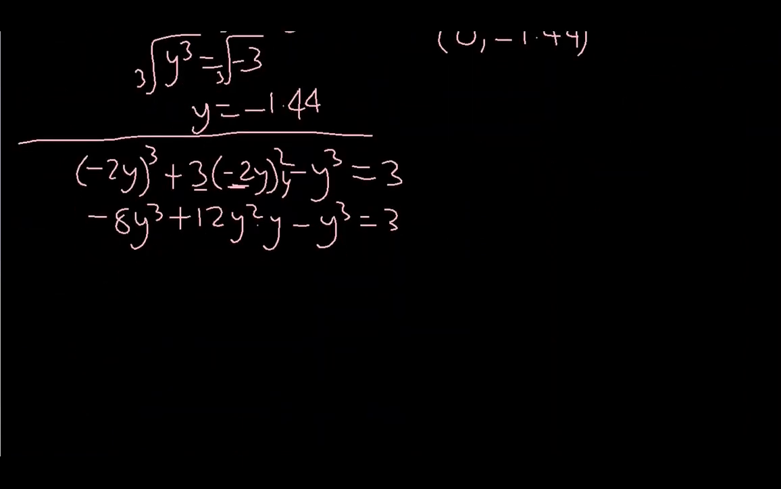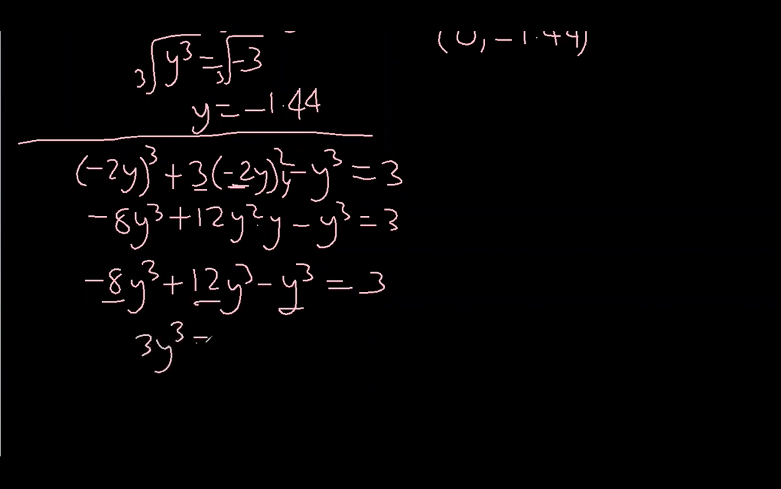So what do we get here? Minus 8y cube plus 12y cube minus y cube, all of them cubes, equal to 3. And that is how much? Minus 9 plus 12 is 3. 3y cube equal to 3. Both 3s cancel. Y cube equal to 1. And cube rooting both sides, y equal to 1.